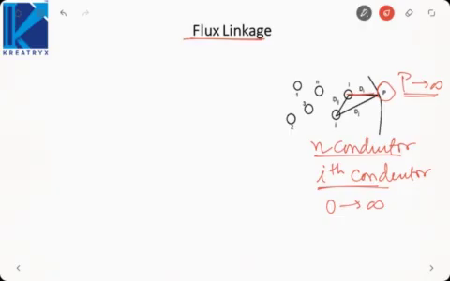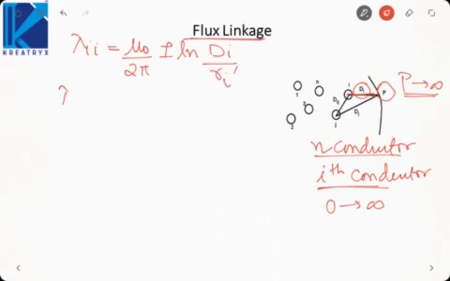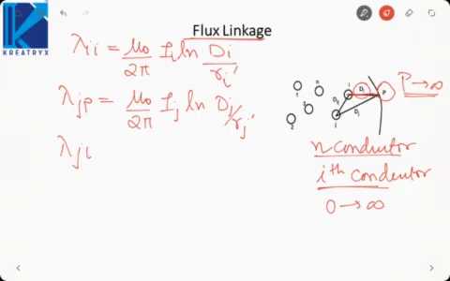Okay, so we just now determined the flux linkage while determining inductance. It is mu naught by 2 pi, current into ln d by r, where the distance is di over ri prime. Okay, similarly lambda jp will be mu naught by 2 pi Ij ln dj by rj prime, whereas lambda ji will be mu naught by 2 pi Ij ln dij by rj prime.